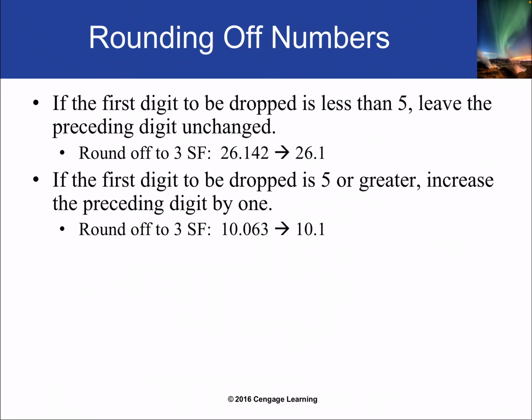So anything less than 5, we drop it. Anything 5 or greater, you're going to round up. So this first example, if you want to round to 3 significant figures, then you would round it to 26.1 because it is less than 5. The second example, when you're rounding to 3 significant figures, because the 6 is 5 or greater, then your 3 significant figures would be 10.1.